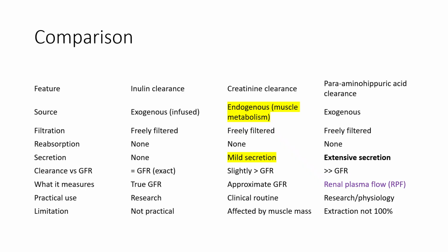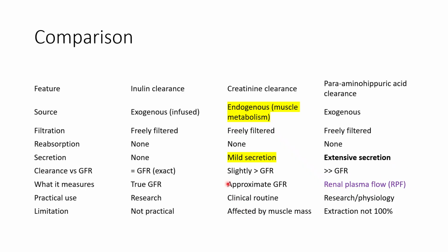So if we have to compare inulin, creatinine, and PAH clearance, you have to see that both inulin and PAH are exogenous. However, creatinine is an endogenous marker. All three are freely filtered. Inulin has no reabsorption or secretion. Creatinine has mild secretion and PAH has extensive secretion. Basically, whatever amount of PAH enters the renal circulation is either filtered, and whatever is not filtered is secreted. That is the reason that it is used for calculation of renal plasma flow.